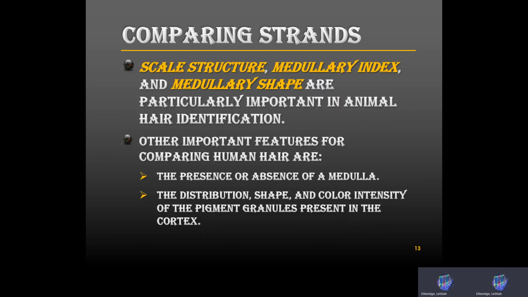So when you're comparing the strands, what you're going to look for is scale structure. You're going to look at the medullary index. You'll look at the medullary shape. They're going to be really important in trying to determine whether they are animal or human. Some things for comparing human hair: you want to look for the presence or absence of a medulla. You're going to look for the distribution, shape, and color intensity of those granules, and that's going to be present in the cortex.